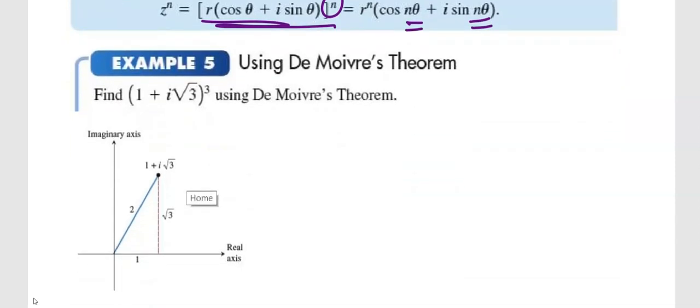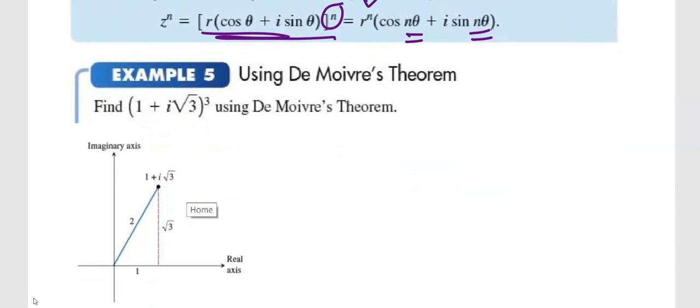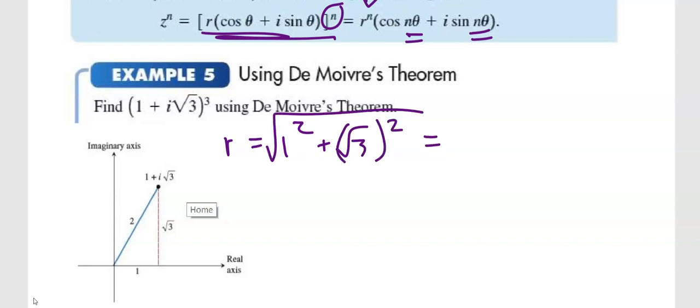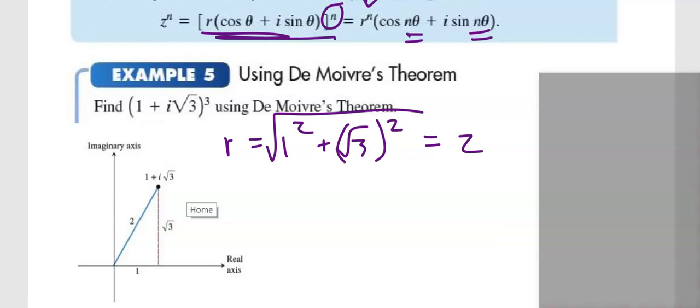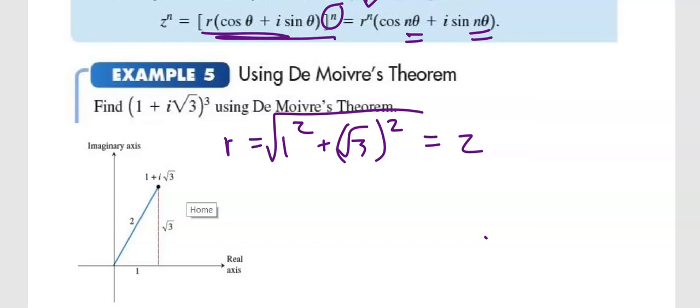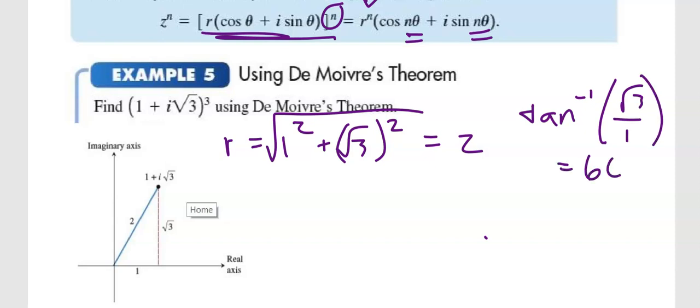Interesting. So what happens when you take 1 plus i radical 3 and raise it to the third power? Well, they show in the picture that they found the radius: 1 squared plus radical 3 squared, and take the square root. We've done that before. Obviously that gives us square root of 4, which is 2. We also need the theta, so we're going to do a little inverse tangent, radical 3 over 1. That gives us our 60-degree measure.